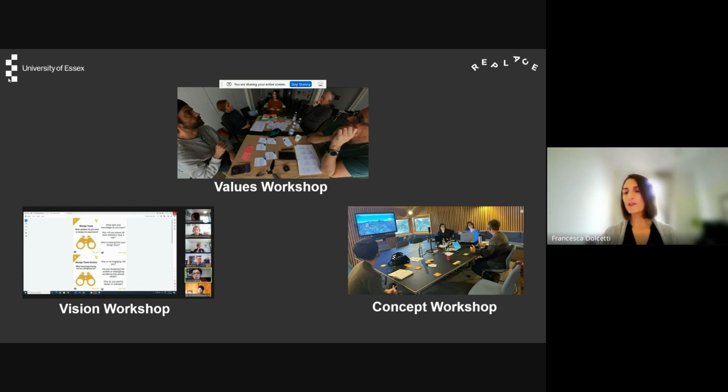Then, just a few weeks ago, we had the concept workshop that was held in person, as you can see from the picture, at the University of Essex, where basically we gathered to define the core elements of the project values through the technological intervention, including also a very in-depth discussion of the specific needs, expectations, and desires of our communities and stakeholders. So basically, during these workshops, we gathered a lot of qualitative data.